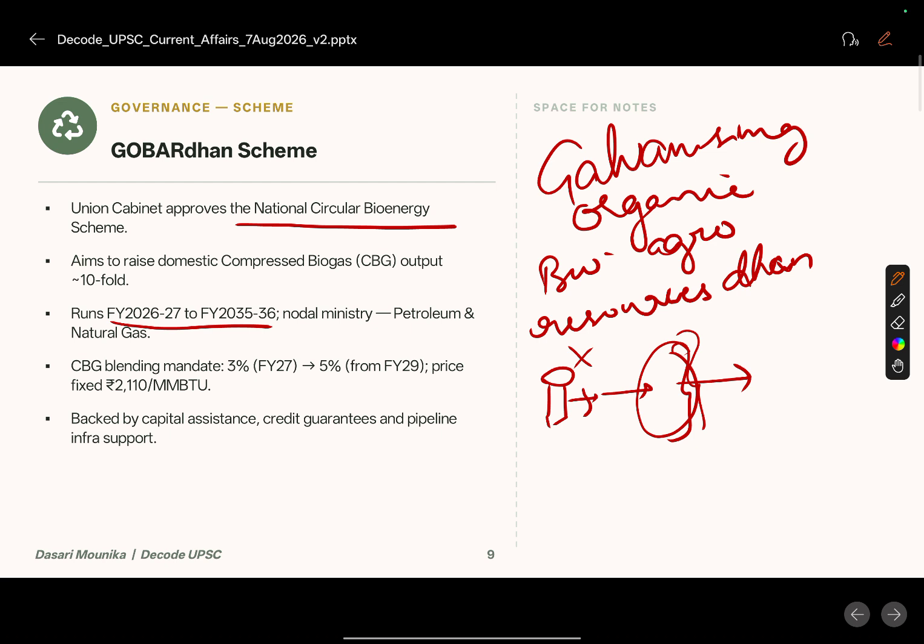It will be backed up by capital assistance, credit guarantees, and pipeline infrastructure. So let me tell you, the central government will be providing capital assistance. It will also give you credits. It will also give you pipeline infrastructure support. So this is about the Govardhan scheme. Clear? Basically it is to promote a circular bioenergy economy in our country, and also to limit the imports we are doing from other countries.